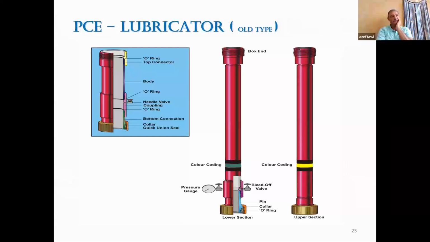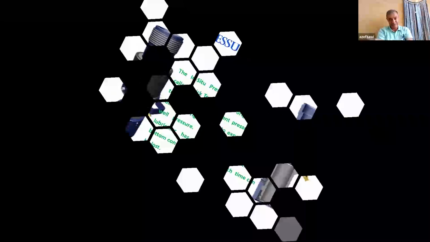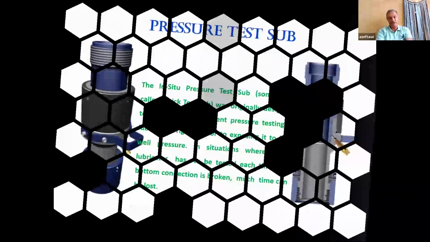In my life, for years, I thought lubricator and riser were the same. Then I gained some knowledge, and now I can recognize that the lubricator is a thread connection and the riser is a flange connection. Lubricator is thread connection, riser is flange connection.